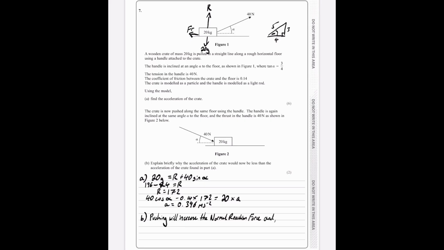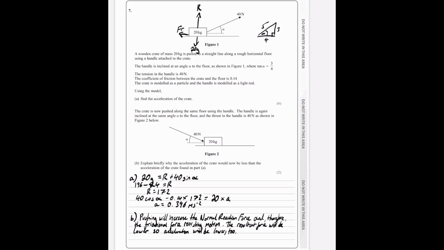By pushing into the ground in the diagram for part B, you're going to increase the normal reaction force, and that's going to increase the friction acting on the block, and a higher level of friction is going to resist the motion, so the resultant force will be lower, which means that the acceleration will be lower. You can test that using an eraser on a table. Try pushing it into the table and moving it. It's just always harder to do.